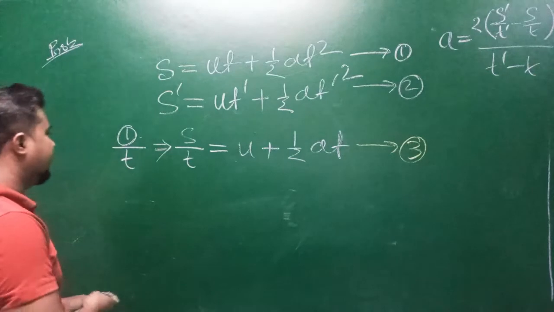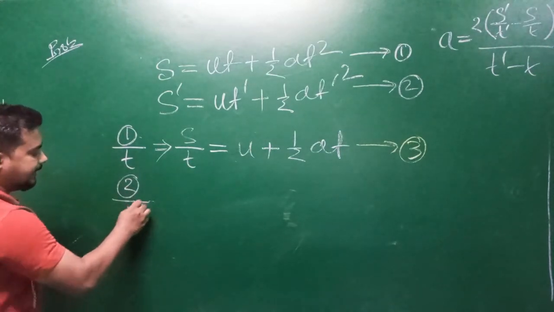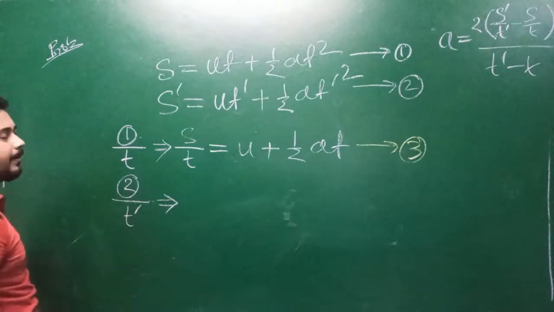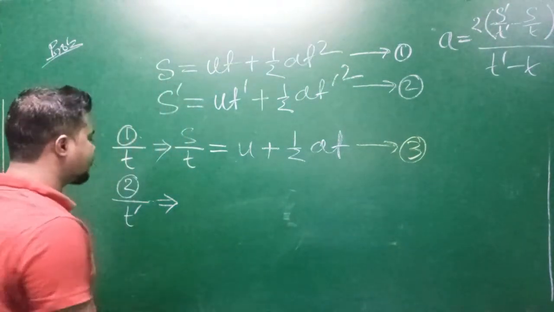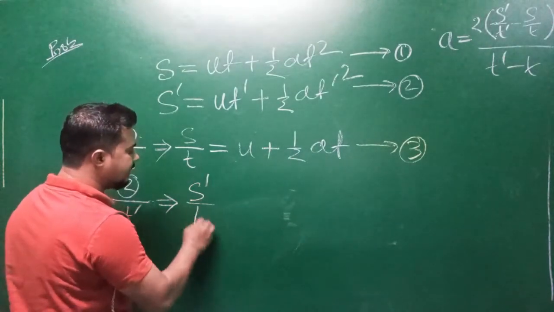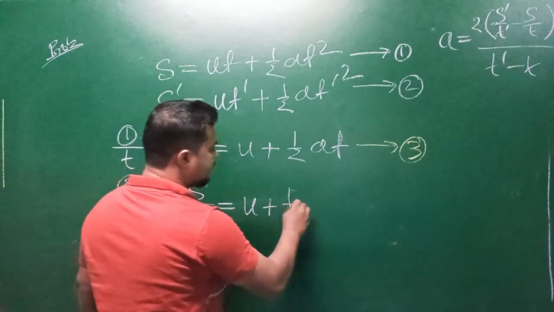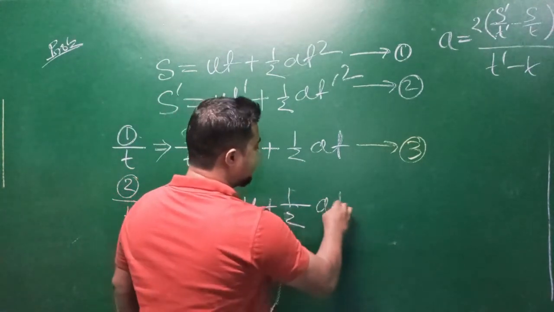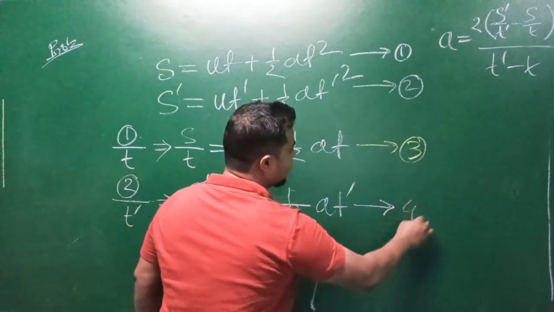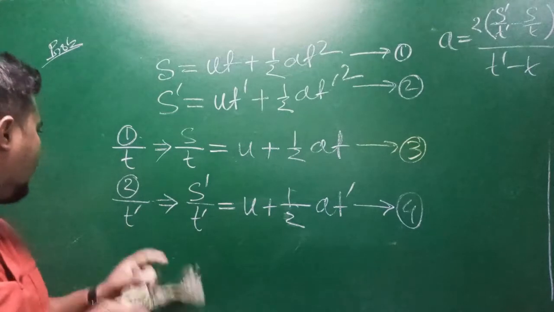Equation 2 divided by t dash, then we get s dash by t dash, which will also be equal to u plus half at dash. We mark this as equation number 4. I hope all of you are able to understand up to this point.